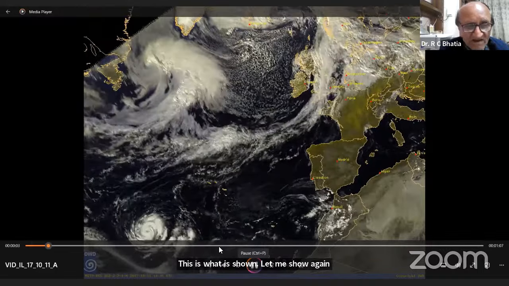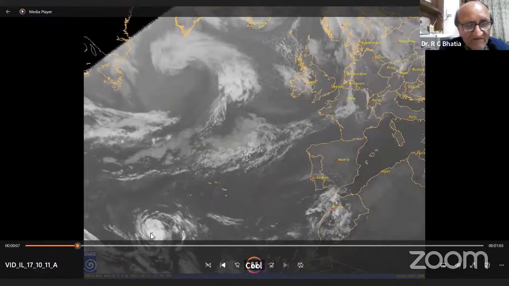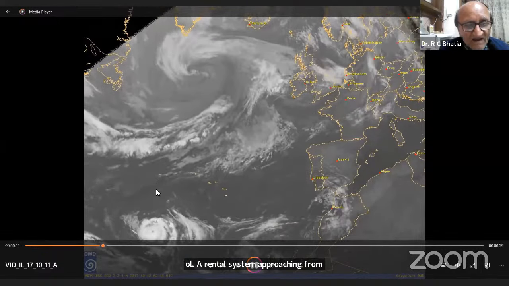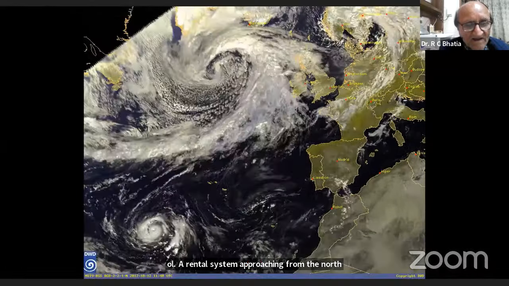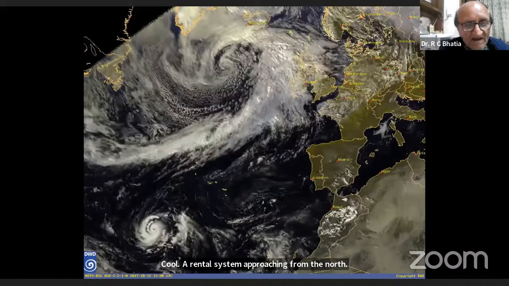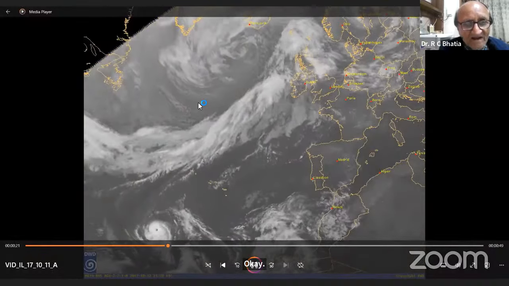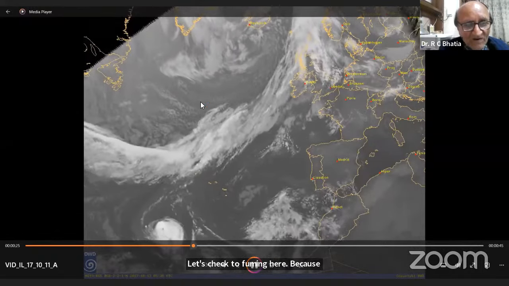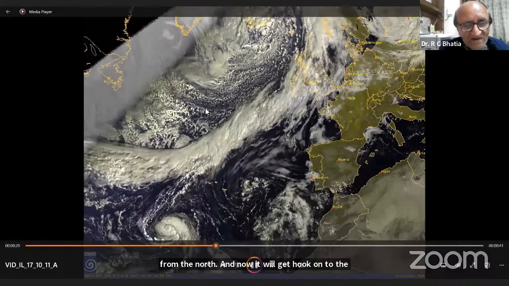So, cyclonic storm here, a frontal system approaching from the north. Okay. A stratocumulus forming here because of cold air coming from the north. And now it will get hooked on to the frontal system, the cyclonic storm.